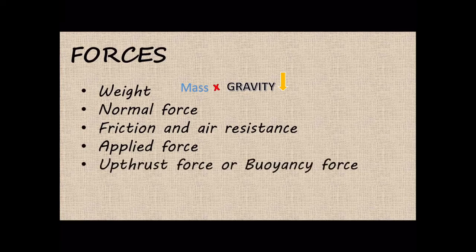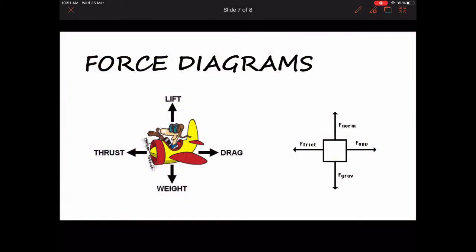The last force that we're going to talk about is the upthrust force or the buoyancy force, sometimes also called a lift. This force is the force that helps an object to be in the air, for example, or on top of the water. So this force is pushing up an object to make it float on a liquid or in the air. We can represent all these forces in a force diagram.